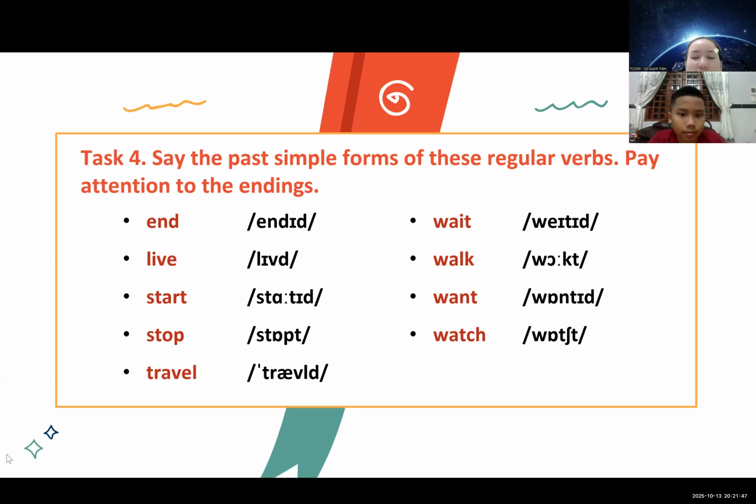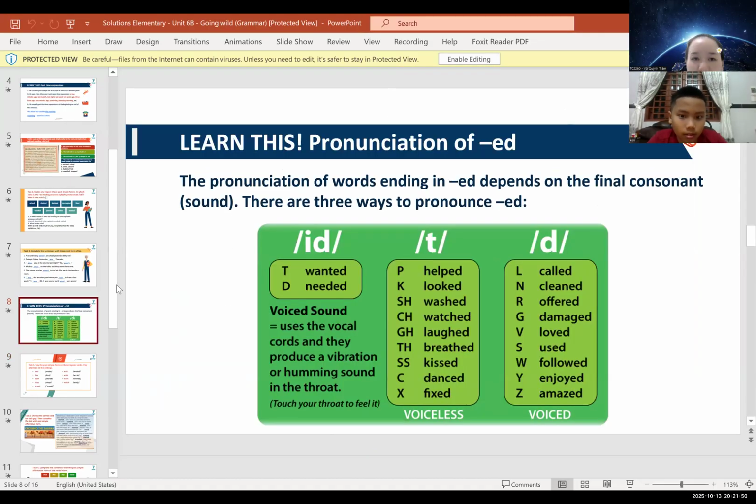Now, this is the rule, and I will screenshot this and send it to you, right? And after that, I will explain a little bit for you. You can go into the task box and download it, okay? Now, the first one: for verbs ending in T and D, when we add ed, we pronounce it as the sound "id". For verbs ending in P, K, S, C, or X, when we add ed, we pronounce it as "t", like helped, looked, watched, left, kissed, danced, fixed, right?